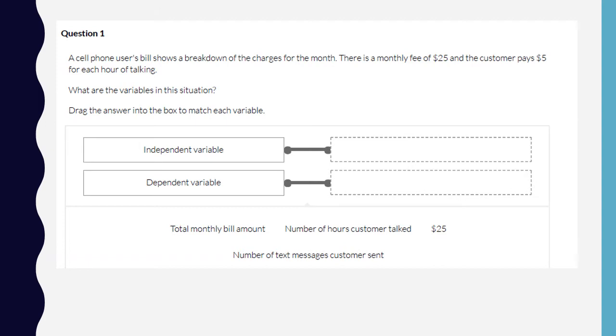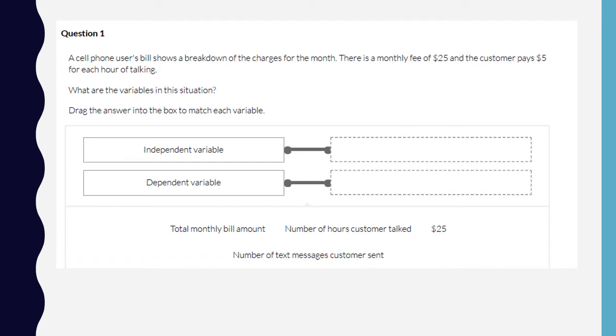Our first question. A cell phone user's bill shows a breakdown of charges for the month. There is a monthly fee of $25 and the customer pays $5 for each hour of talking. What are the variables in this situation? Drag the answer into the box to match each variable.